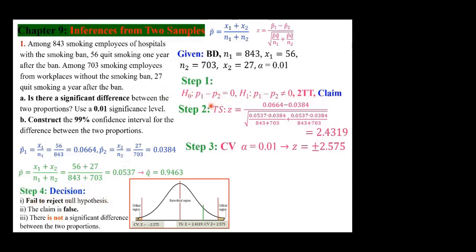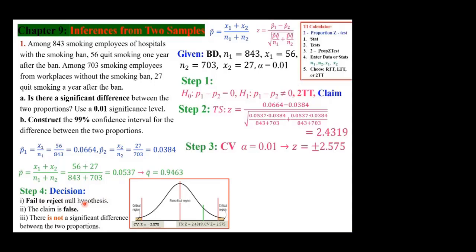Let's go here. If we are not rejecting H0, we are rejecting H1. We are rejecting the claim, so the claim becomes false. There is not a significant difference between the two proportions. You can do the writing anyhow you want.